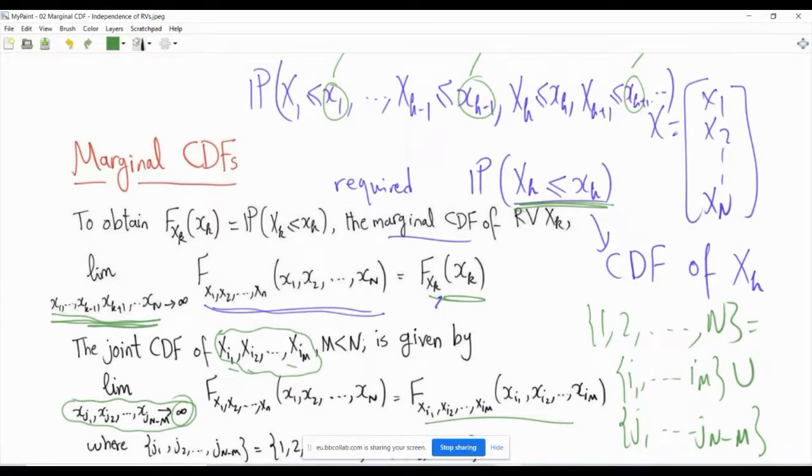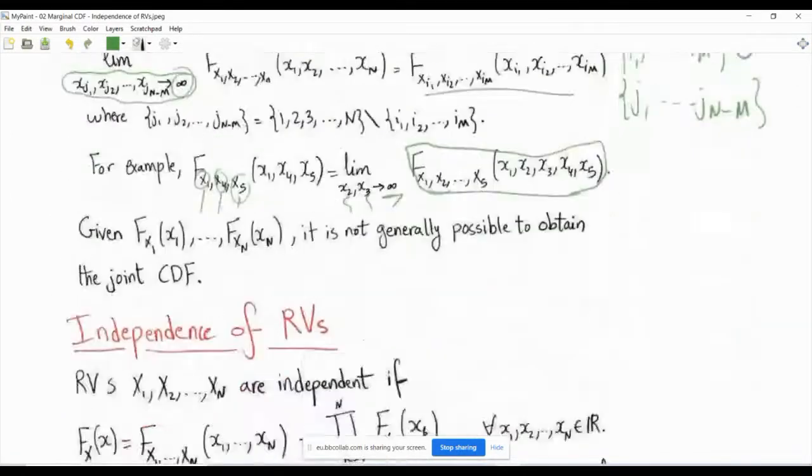Now, if you know the CDF of each, so if you know the CDF of x1 and the CDF of x2 and the CDF of x3, can you use this information to basically construct the joint CDF? And the general answer is this is impossible. So the marginal CDFs, yeah. So basically, there is one situation in which this is feasible. Okay. So generally, this is not possible unless we have independence.